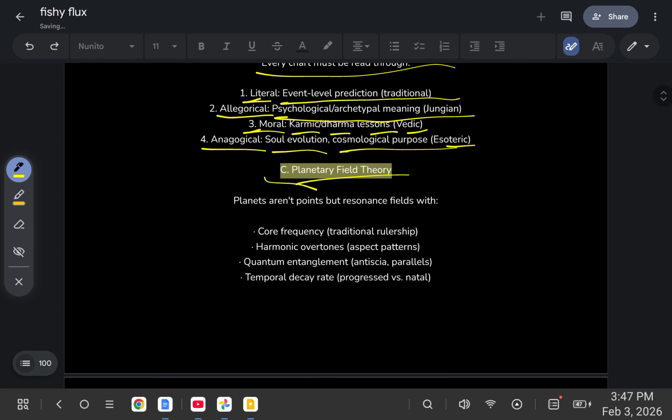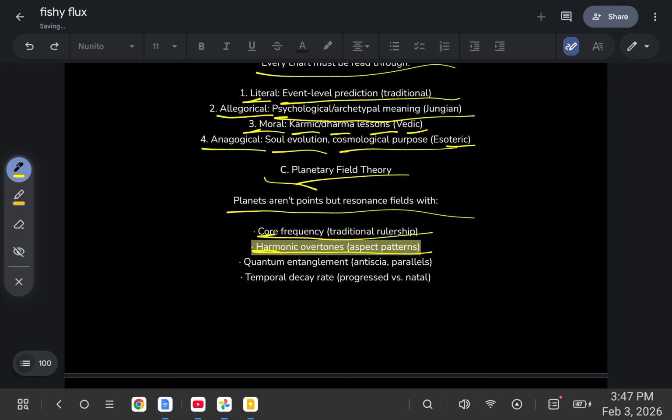Our planetary field theory is what? Planets aren't points, but resonance fields with core frequency: traditional rulership; harmonic overtones: aspect patterns; quantum entanglement: antiscia parallels; temporal decay rate: progressed versus natal.